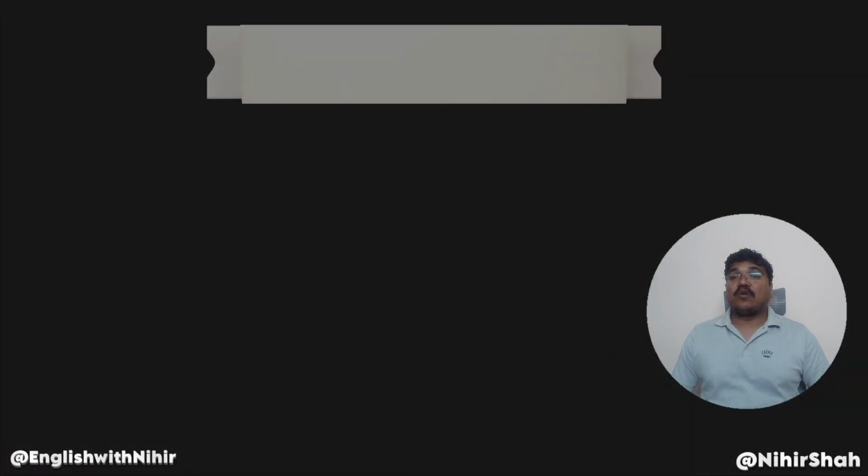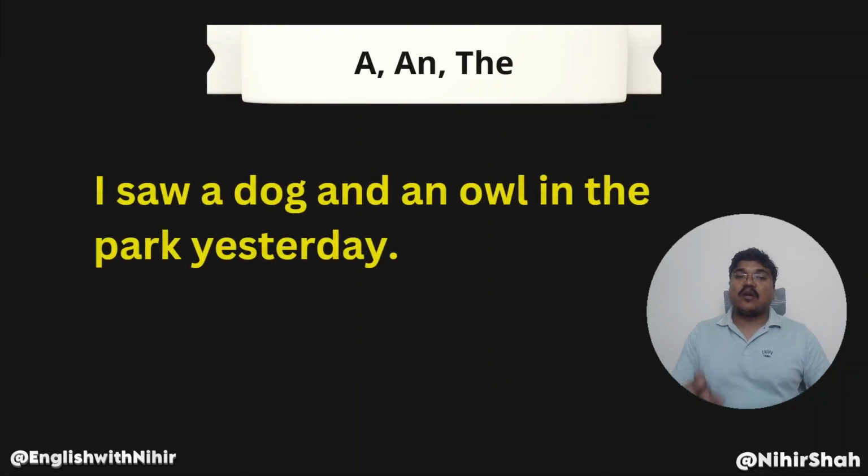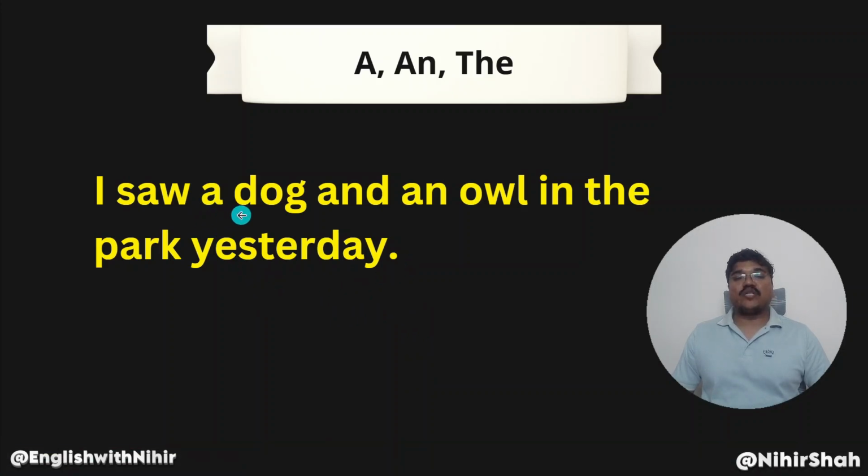Okay. So now let's take an example where all these three, a, an and the, are being used. I saw a dog and an owl in the park yesterday. Can you see how we have used a with consonant sound and an with vowel sound and the with a specific place? So in this way, you have to use a, an and the.